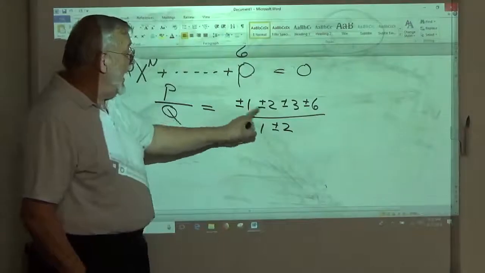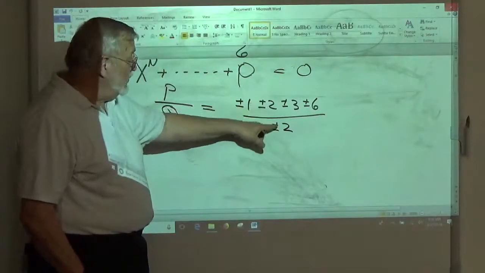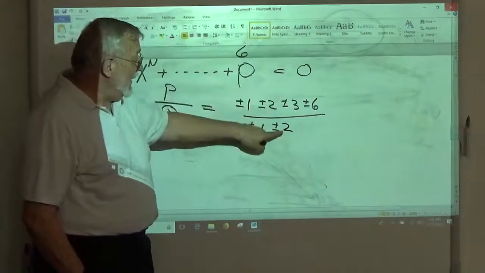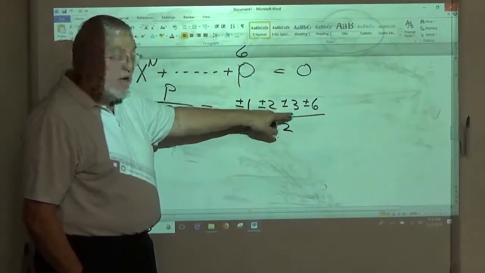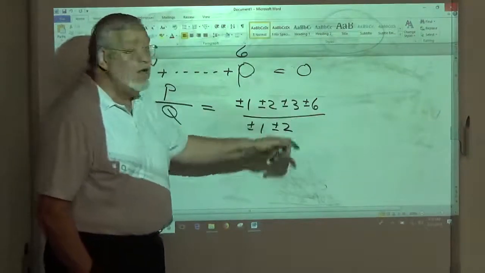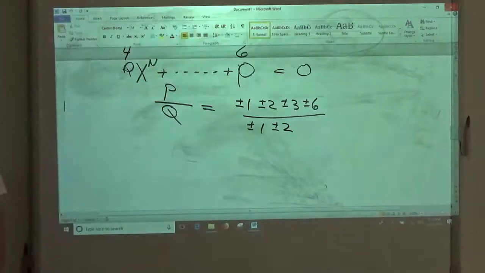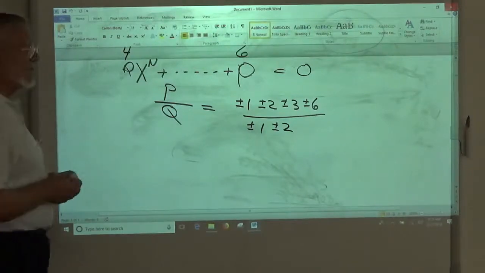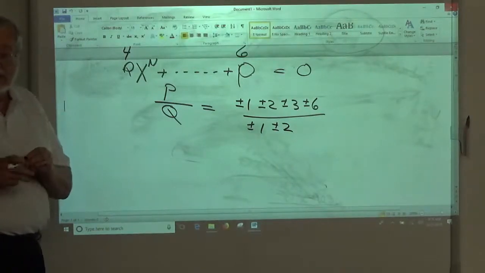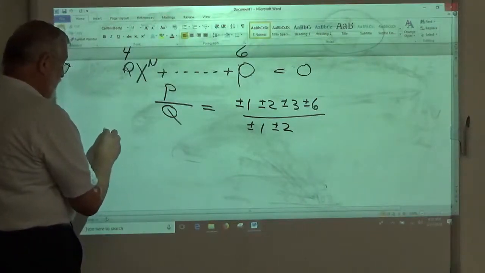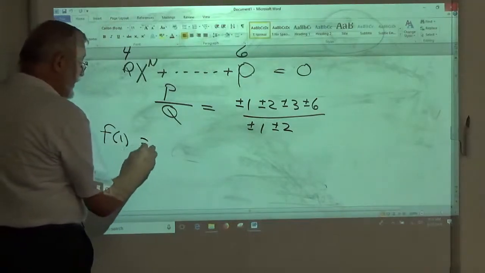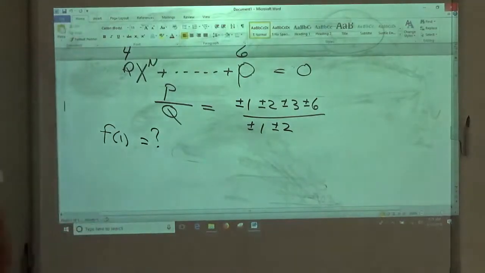Then I could have 1/2. That's 9. 2 over 2 is also 1, I've already got that. I can have 3 over 2, and I can have 6 over 2, which is also 3, so I've already got that. So you could have 2, 4, 6, 8, 10, you could have 12 possible values of x. Okay, now, how do you find out which one works? You go back and use the remainder theorem. You start with 1, and you see whether the function with x as 1 equals 0. If it equals 0, then that's one of the solutions.